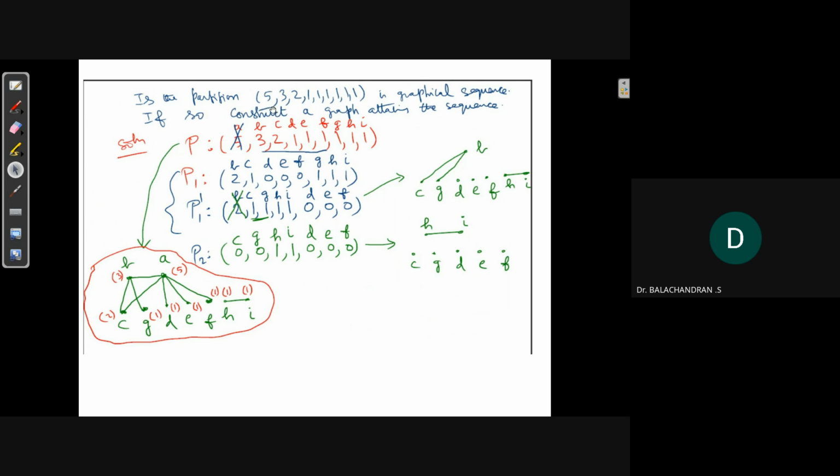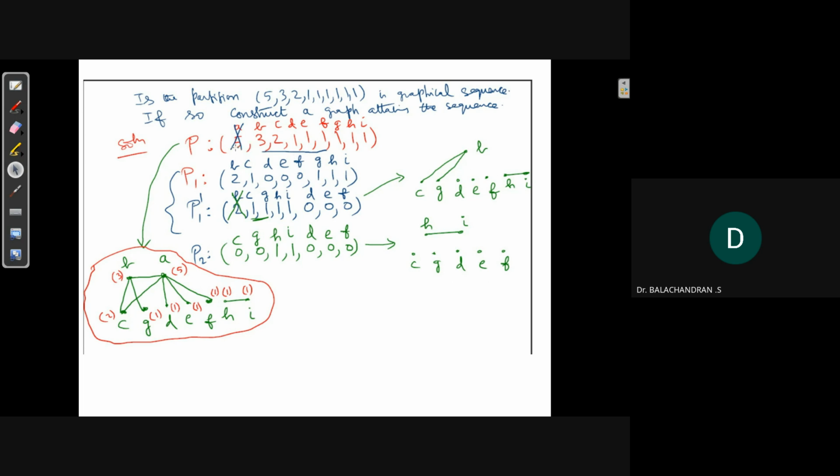Is the partition 5, 3, 5, 3, 2 remaining, how many ones? 1, 2, 3, 4, 5, 6 ones. Is it a graphical sequence? If so, construct a graph that attains the sequence. I will explain only this portion. You can draw a graph.